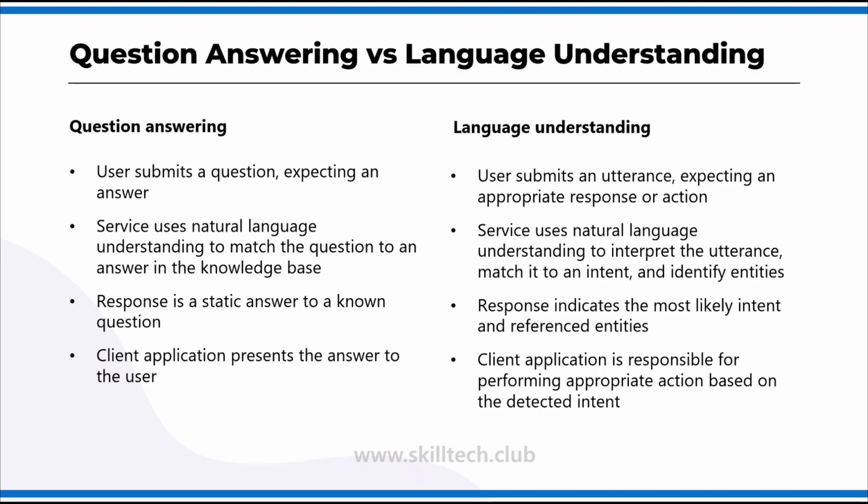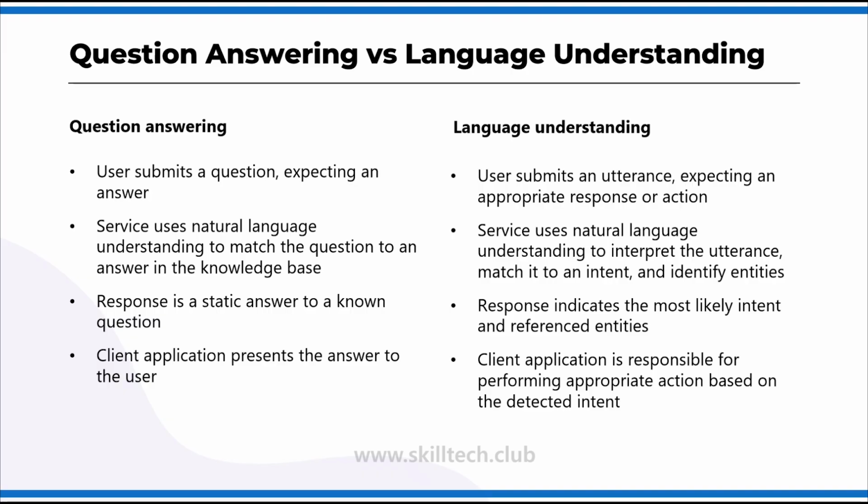Let's understand this first. If you see the left side one, which is question answering, it is the place where you submit a question as a user, and then you can expect a proper answer from that. In this case, the answers are given by the service, which uses natural language understanding to match the question to a specific answer in the knowledge base. The response is nothing but a static answer to a known question. And then your client application is going to present the answer to the end user, whoever has asked the question. This is a simple mechanism which is followed by most chatbots.